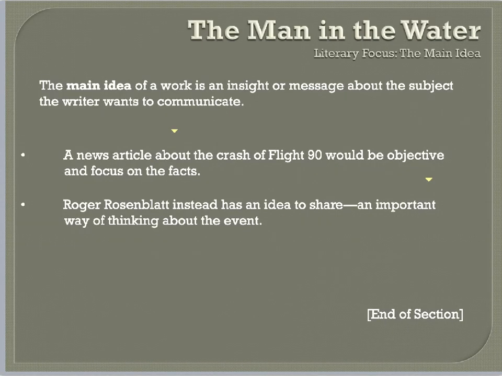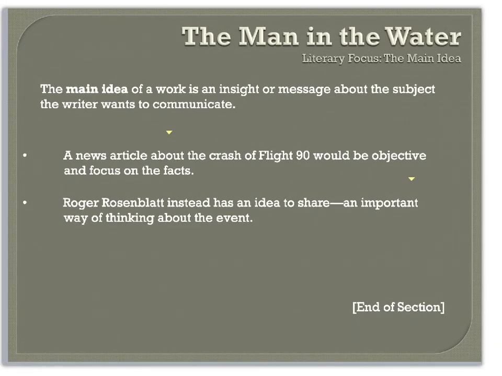Another thing to take a look at, and we were discussing theme when it came to the short story with And of Claire and the newspaper article that came after. The main idea of a work is an insight or message about the subject the writer wants to communicate. So if we were looking at an objective news article about the flight, they would want to focus on the facts that were taking place. A news article might look at the time of liftoff, the number of passengers aboard, what the de-icing procedures were, how this could have been prevented, where it was headed, the names of the pilot, the co-pilot, the flight attendant, and all that kind of stuff.